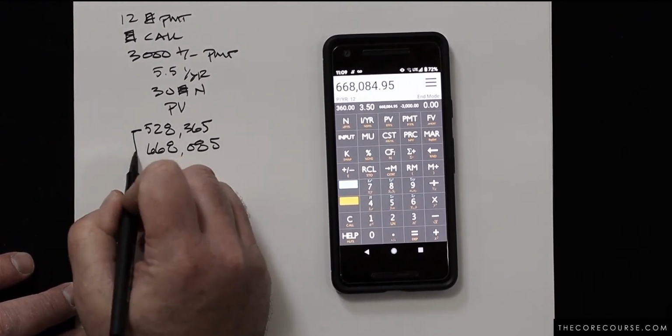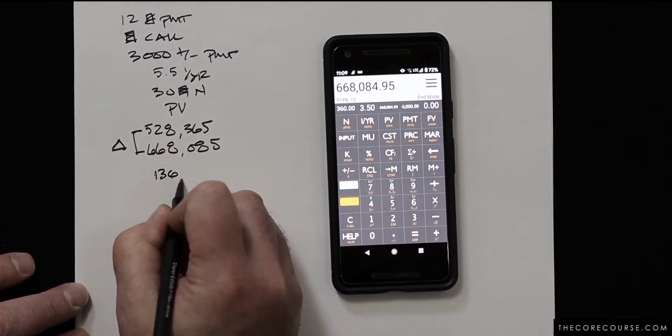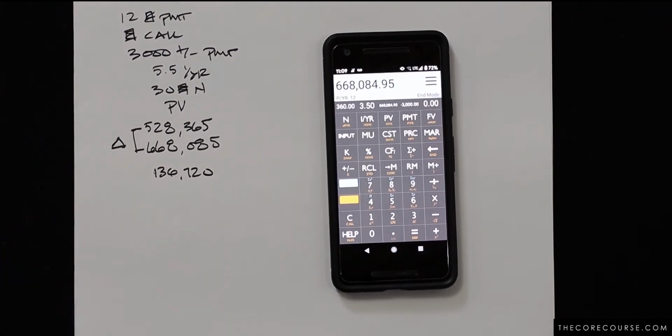So the difference, or the delta, between these two is 136,720. So what this means is that the borrower of the money, all things being equal, same $3,000 a month payment, can borrow $136,720 more when the interest rate goes down from 5.5% to 3.5%. This has had an extraordinary effect on rates of appreciation. It's simple time value of money, and if interest rates start going up, it's the same thing in reverse.